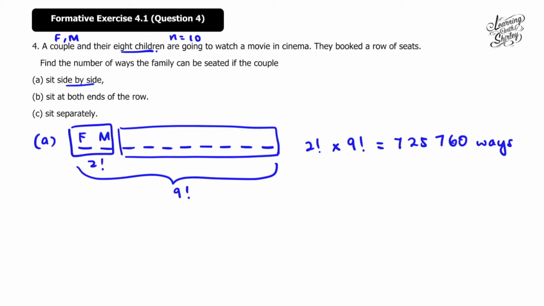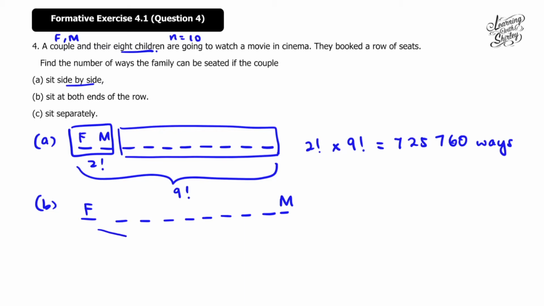Okay, now let's look at B. Sit at both ends of the row. So I'm going to draw 10 spaces here: 1, 2, 3, 4, 5, 6, 7, 8, 9, and 10. Father sits at one corner and then mother sits at the end.